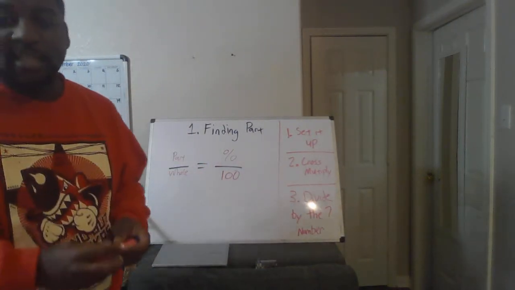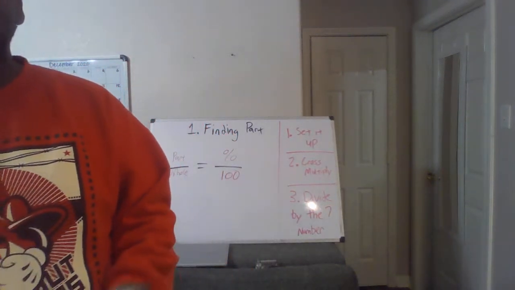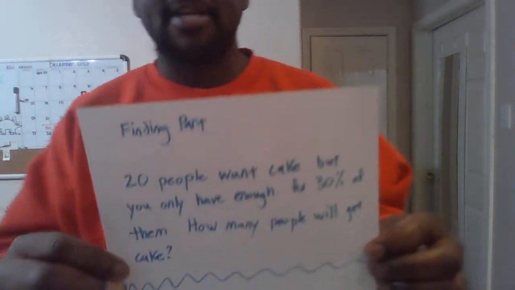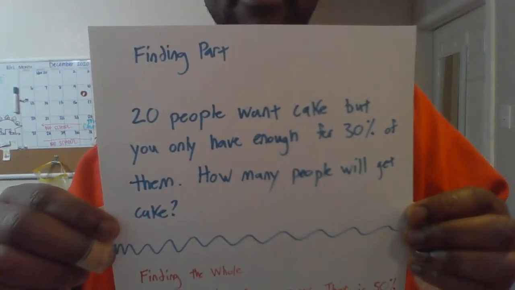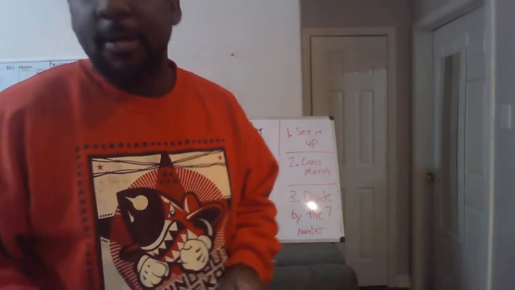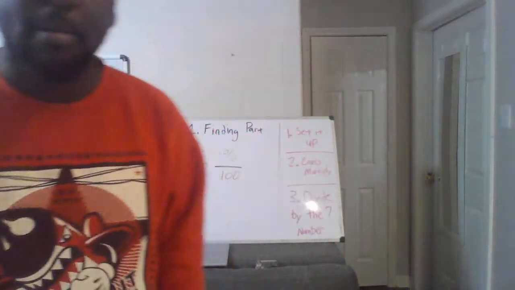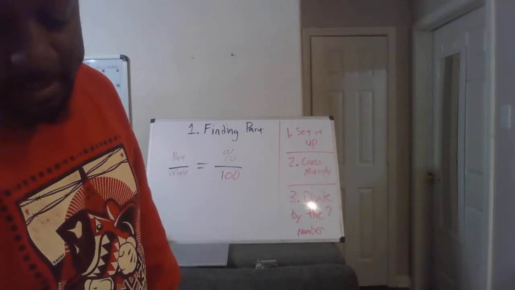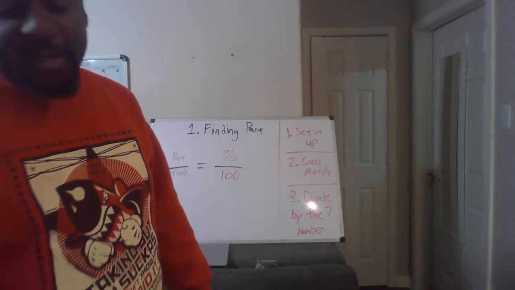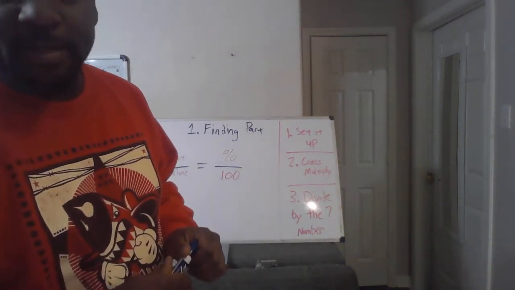So y'all, before we can set that up, we actually have to use a problem first. So I'm going to post a little problem here. I'm going to hold it up on the screen. Y'all, please pause it if you don't have time to read this. I'm only going to show it for just a second. Like I said, pause that if you need it, so you can write that down and do the practice problem with me. So it says 20 people want cake, but you only have enough cake for 30% of them. How many people will get cake?